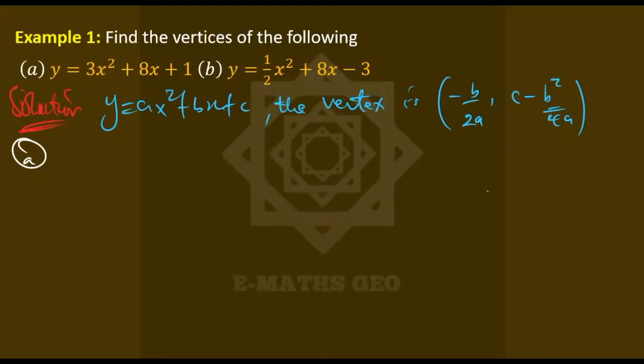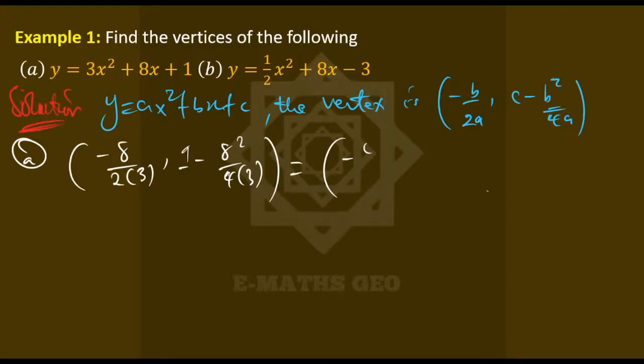So for the first one, what is b? My vertex is now minus 8 over 2 times 3, comma, 1 minus 8 squared over 4 times 3. So this is minus 4 over 3, comma, 16 over 3. 1 minus 16 over 3 is minus 13 over 3.